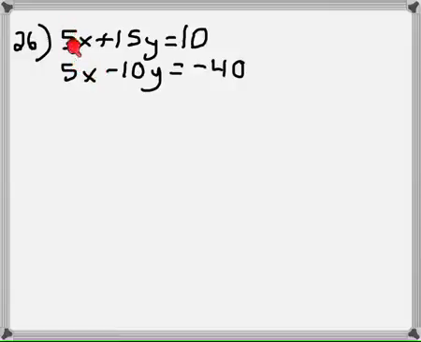So neither the x's nor the y's zero out, which means I'm going to have to multiply everything in either this equation or this equation by something in order to make the zeroing out that I'm looking for. I want you to think about that for a minute. What could you multiply one of these two equations by to cause either the x's to zero out when I add them or the y's to zero out when I add them?